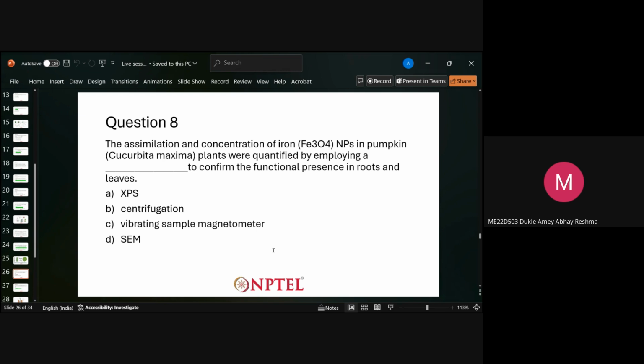So first is XPS. That is X-ray photoelectron spectroscopy. Basically, that is used for surface level characterization. If you have any surface and you want to quantify the coating properties and all those things, for that you use XPS. So that is basically a surface level characterization technique. Centrifugation is not a characterization technique. It is a normal technique. It is a normal biological process.